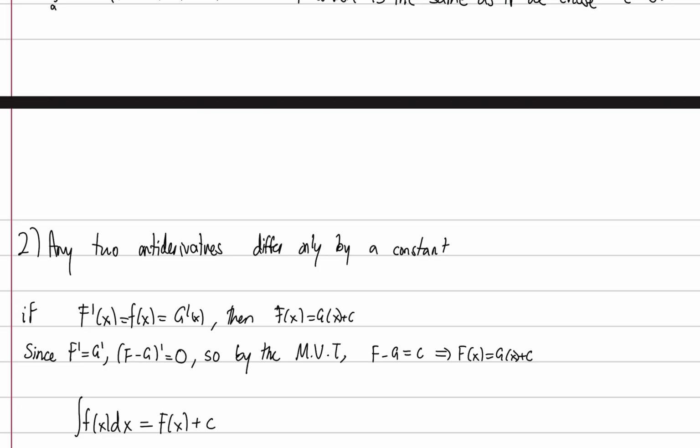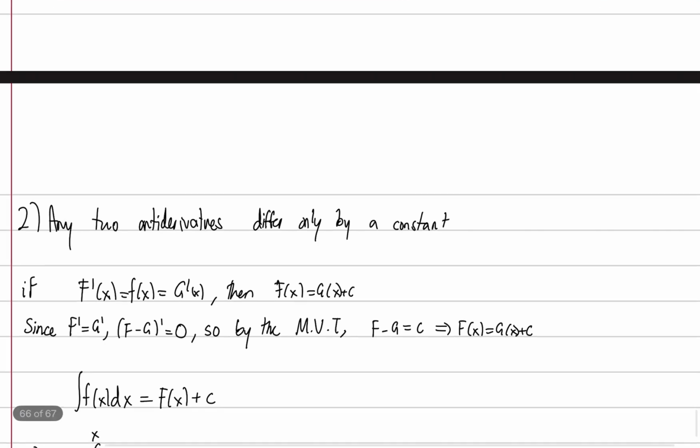And we don't know if that's true, so let's show it. We know that if capital F and capital G are antiderivatives of f, then capital F is equal to capital G plus C.